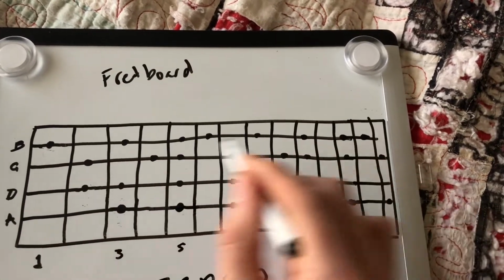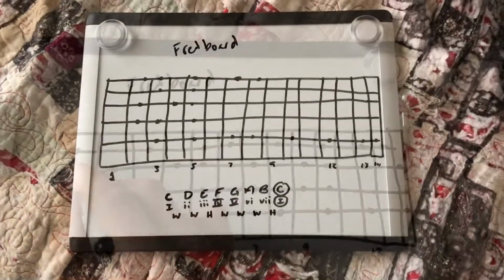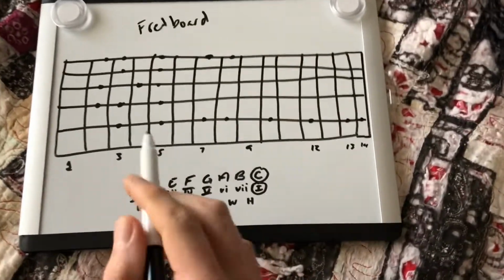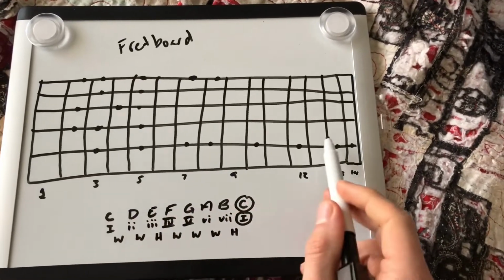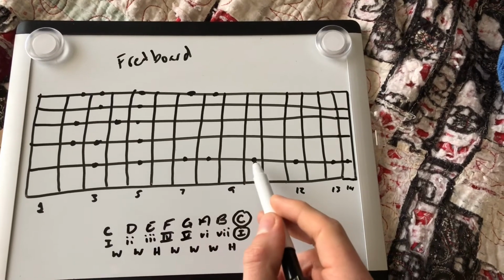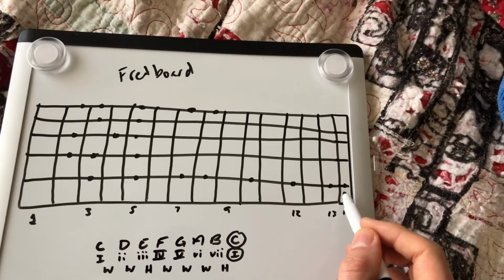Same note, except this one's one octave higher than this note. So in learning this, it becomes apparent that there's two different ways that you can play scales. You can play them on one single string. Here you have C, D, E, F, G, A, B, and then C again at the 14th fret.